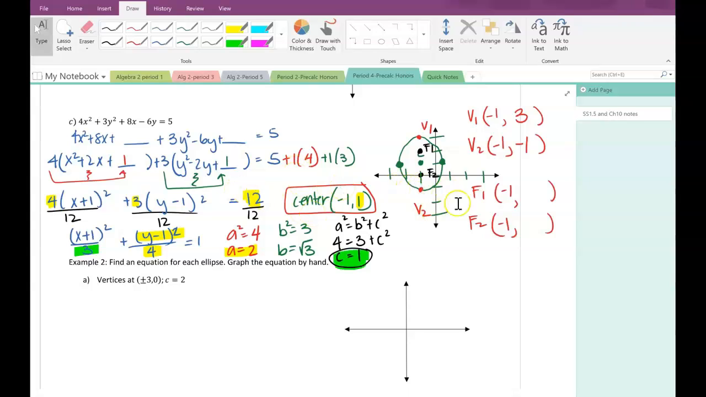For your foci, we would take the y coordinate and add the c value. Since they're both 1, when we add them together, we'll get 2 for focus 1. And then the y coordinate of the center is 1 minus c value is going to be 0. So those are the two ordered pairs for our foci.